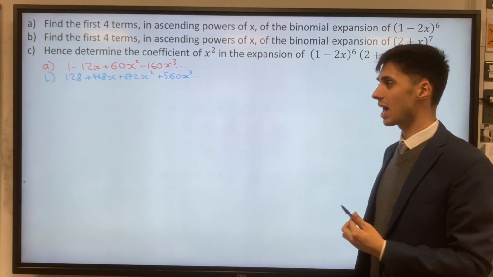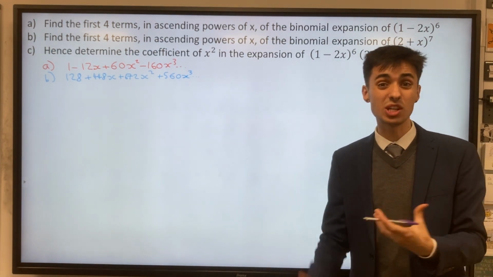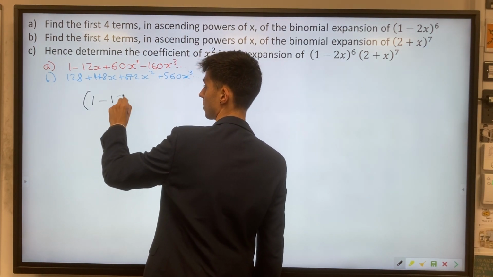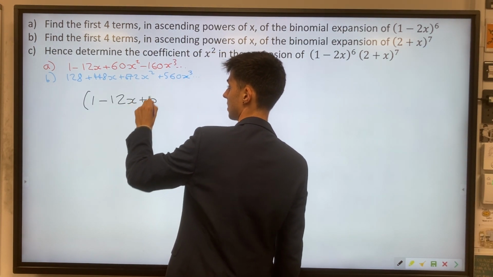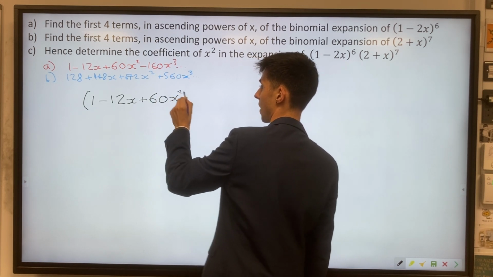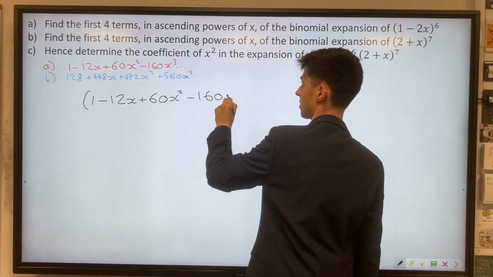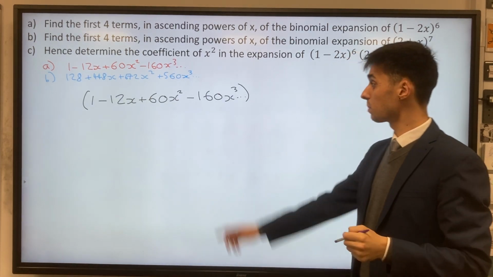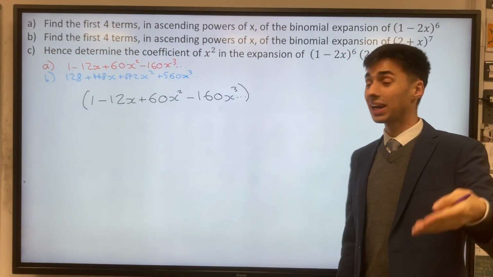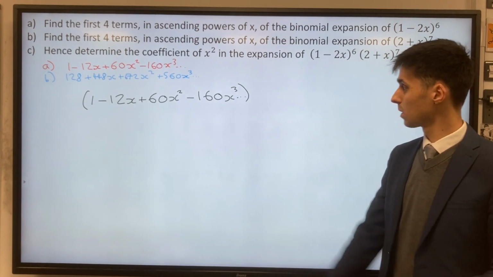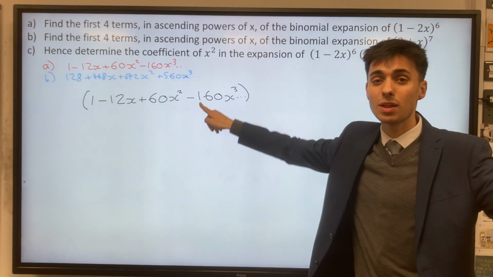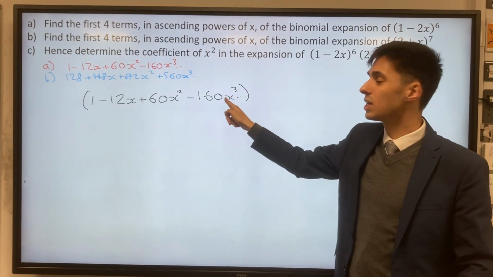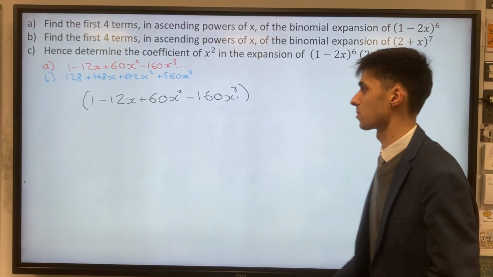So my first step then is going to be writing them actually multiplied together. Let's have a look at it. So we need to do 1 minus 12x plus 60x squared minus 160x cubed. I'm still going to put dots in my brackets, but I can ignore anything higher because we've only worried about the first 4 terms. And if I ever want to get an x squared, I don't need to worry about x cubes and beyond.